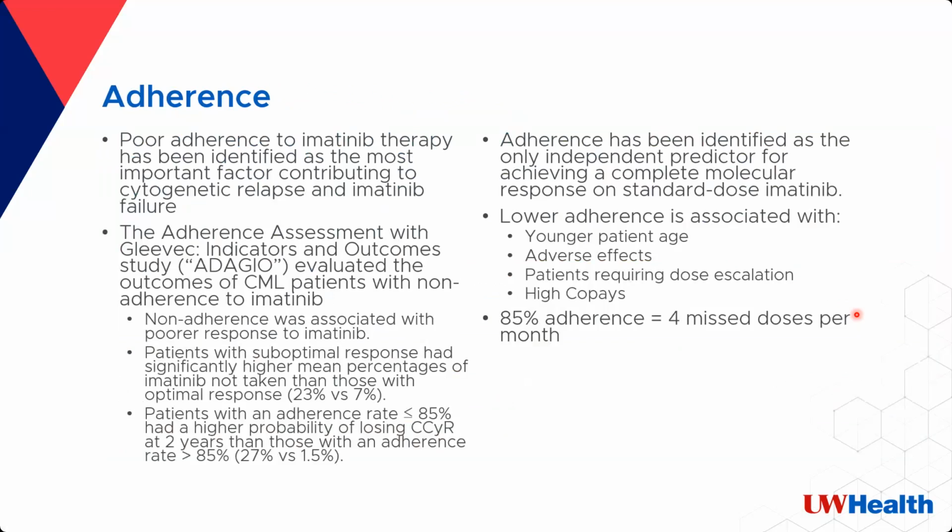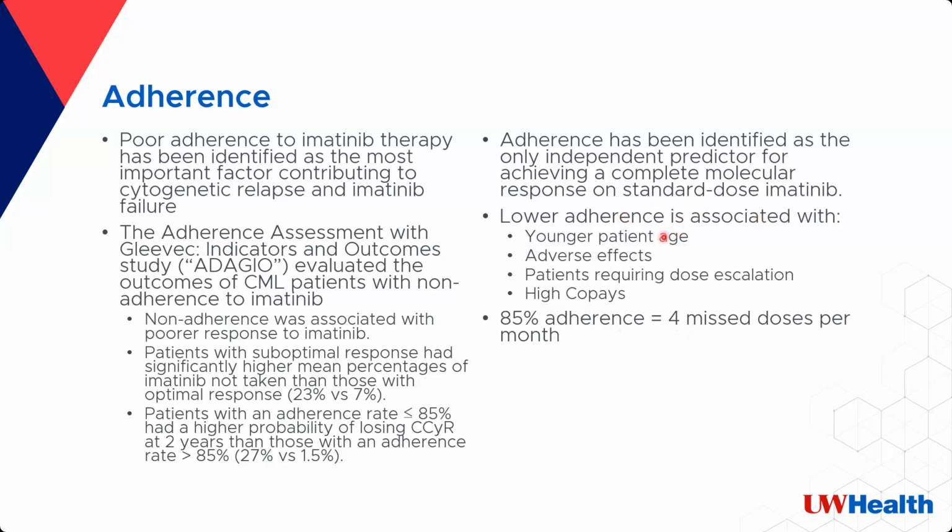I kind of mentioned this before, but adherence with these CML TKIs is really important. And there's a lot of data linking adherence to clinical outcomes in CML. There's data showing that non-adherence to imatinib contributes to cytogenetic relapse and poorer responses. Adherence is traditionally defined as taking a medication 80 to 85% of the time. So to put that into perspective, that means up to 4 missed doses per month or 1 missed dose per week. So it's really not a ton of wiggle room for missing doses with CML if you're being considered adherent.